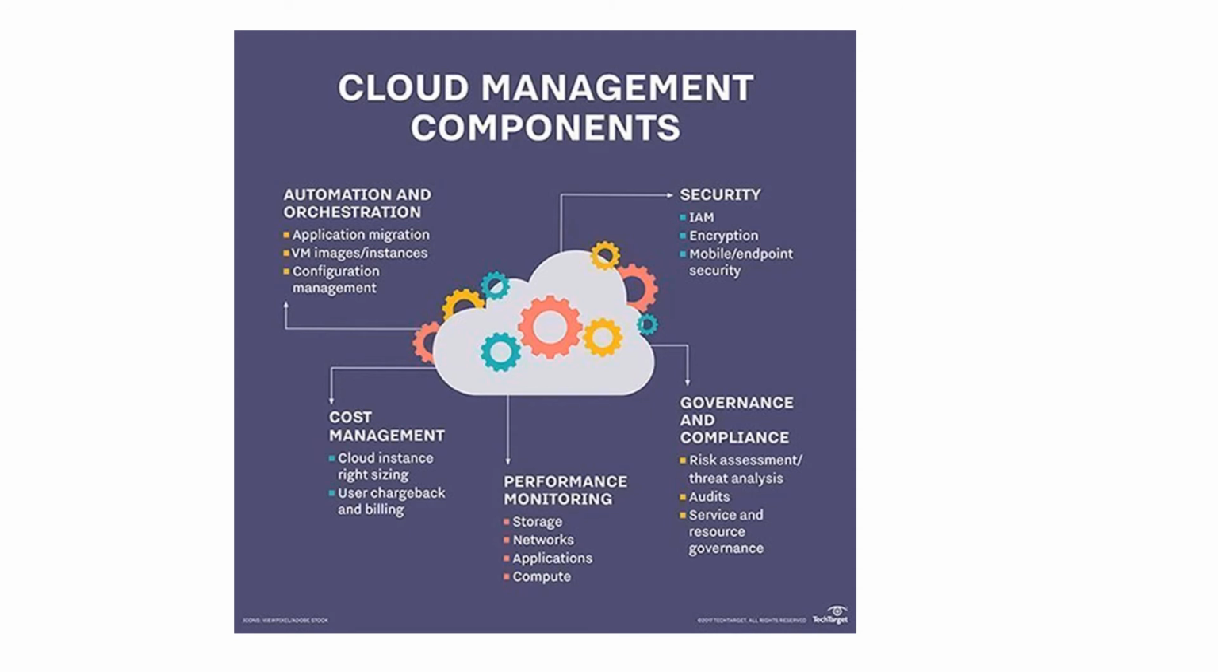Automation and orchestration consist of application migration, virtual machine images and instances, configuration management. Security consists of IAM, encryption, mobile endpoint security. Cost management consists of cloud instance right sizing, user chargeback and billing.